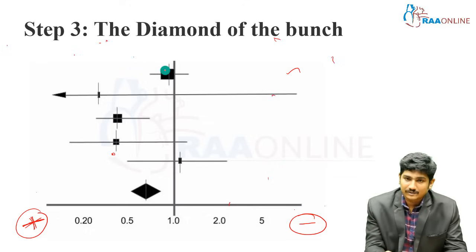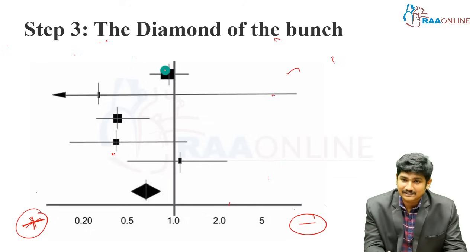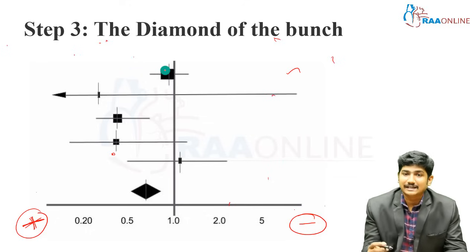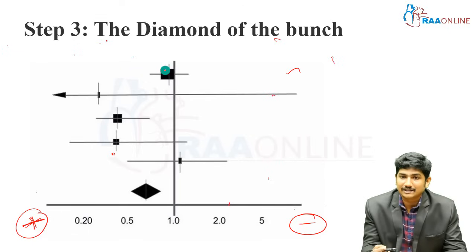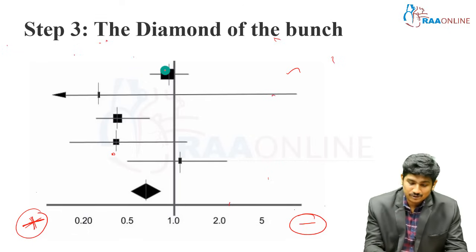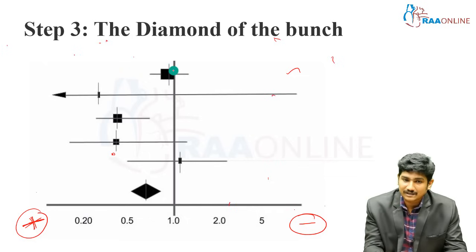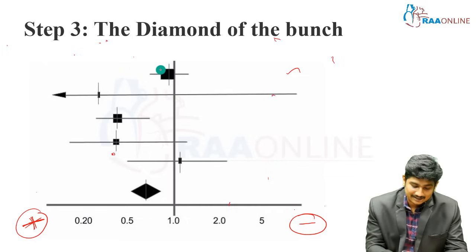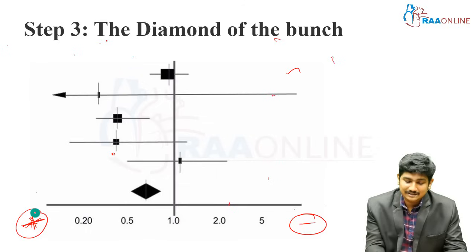You have a box, okay? The box looks of pretty size, right? It's not very small, it's a pretty size box. It means that the number of participants in that particular study is a good number. And you have the confidence interval also. The horizontal line represents the confidence interval. So the results are actually on the positive side, right? So this study is showing a favorable outcome.